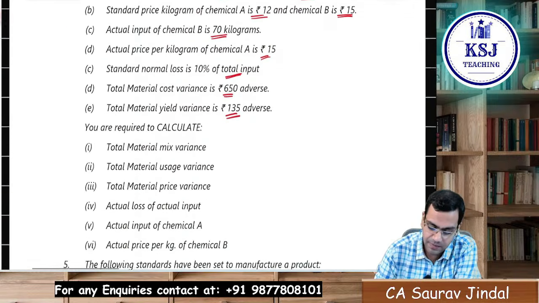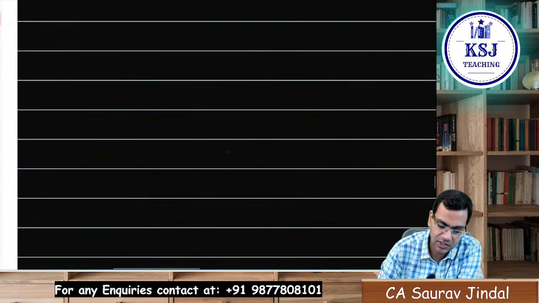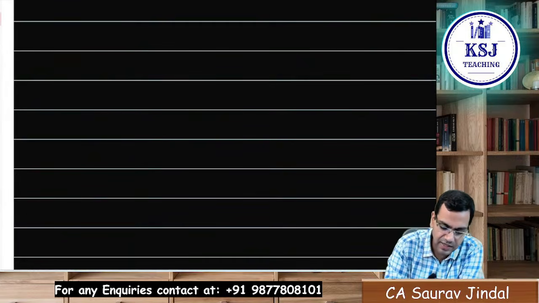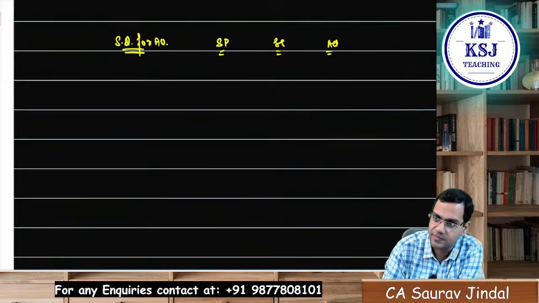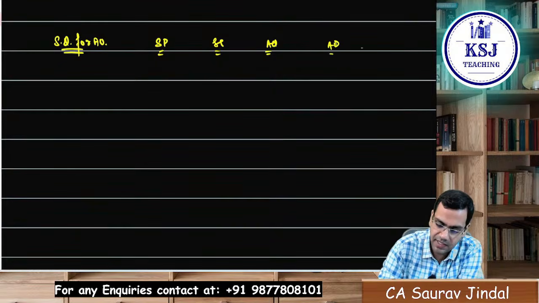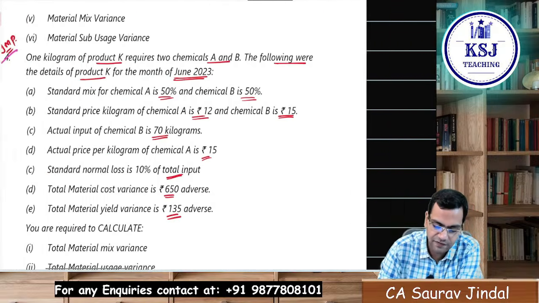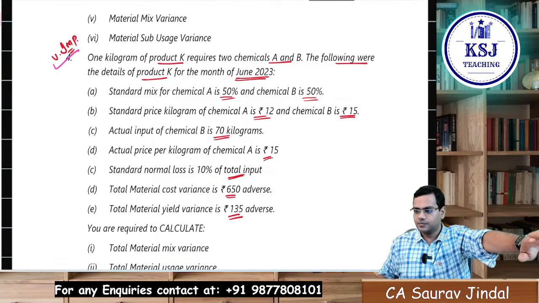Let's prepare the table. Whatever the table we can make, let's try to prepare it. There are two columns now for A and B, because until and unless we prepare the table, we will not get to know what is the information that is given and what is not given. We will not be able to identify that. Actual quantity, actual price, actual cost and revised standard quantity will be there. Now, what is the standard quantity for actual output? See, the actual output is not given to you.